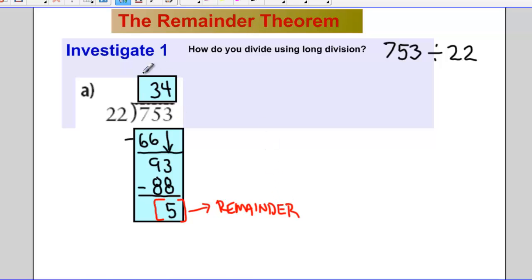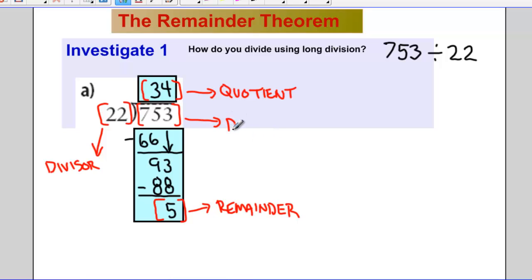The other pieces of this question have math names as well. 34, our answer, is called the quotient. 22, what we're dividing by, is called the divisor. And 753, the number we started with, is called the dividend. So this is how we divide using long division. And what we're going to see is that we can also divide a polynomial by a binomial using this same method. So let's look at an example.